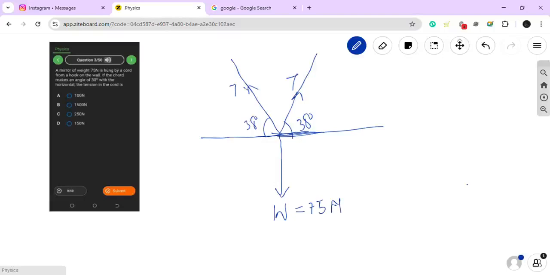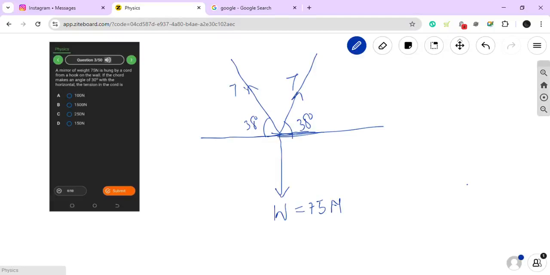Now this particular diagram, we call it a free body diagram, is going to be in static equilibrium. So the upward forces will be equal to the downward forces. Now what you just have to look for is, you need to get T.